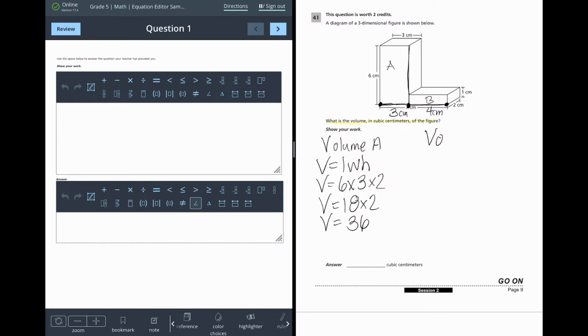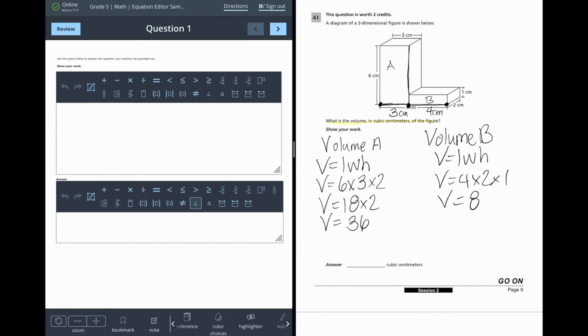All right, and here's the volume for B. I'm going to do the same thing. Length times width times height. And I have 4 times 2 times 1. Luckily, this one's pretty easy. 4 times 2 is 8. 8 times 1 is still 8.